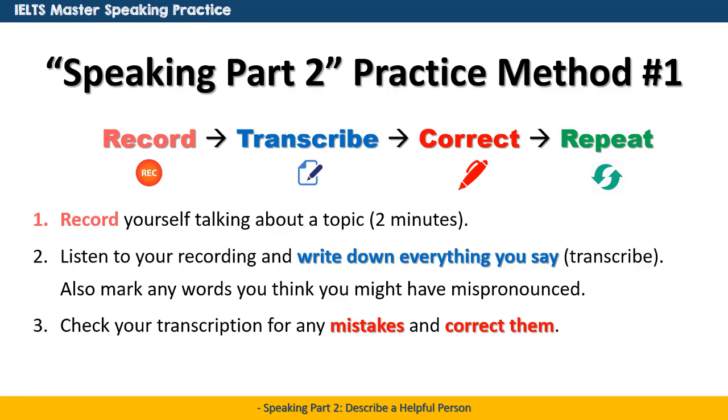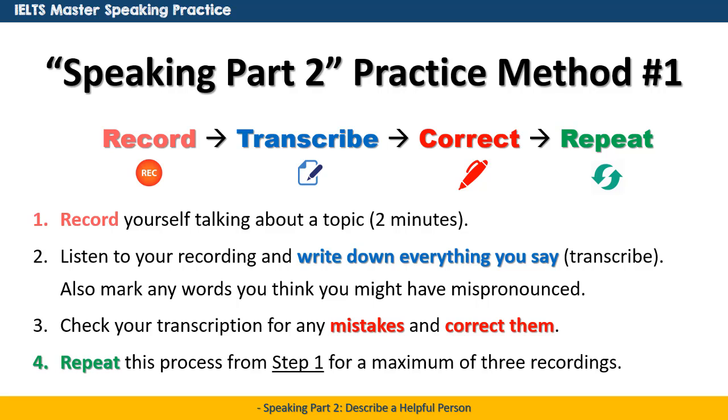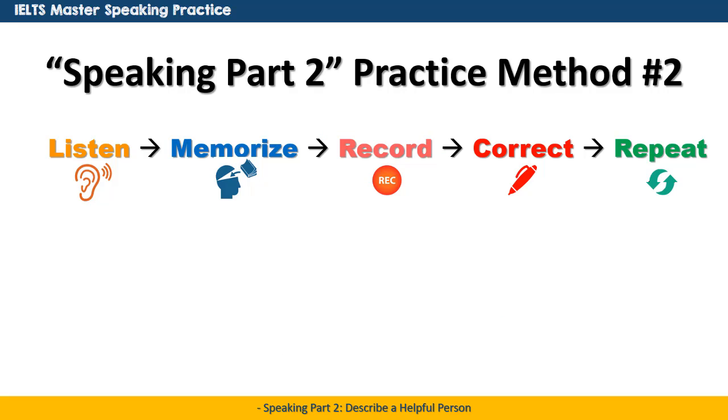Third, you'll check your transcription for any mistakes and correct your mistakes. And then finally, you can repeat this process from step 1 for a maximum of 3 recordings. So record yourself again, transcribe again, correct yourself again. It's always nice to repeat if you have the time. Speaking part 2 practice method number 2 is listen, memorize, record, correct, repeat.